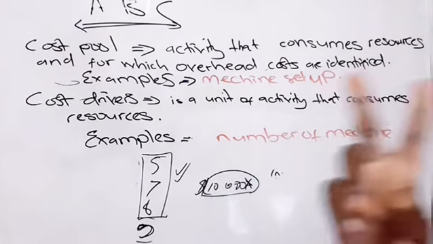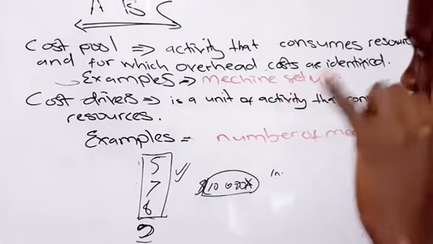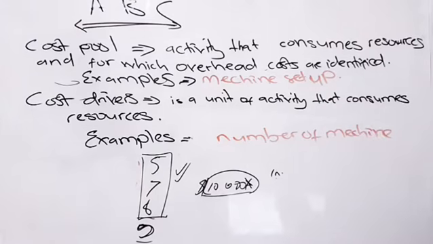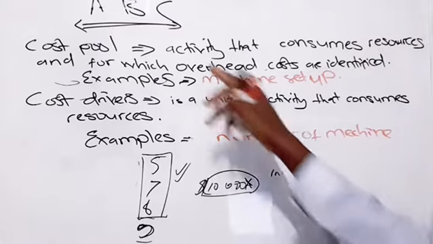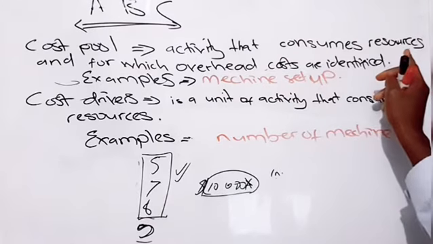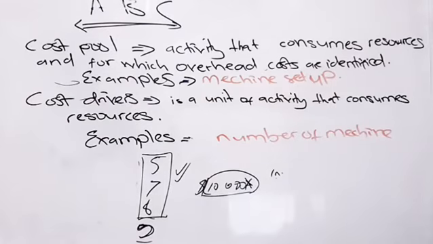There are two things we need to take note of in ABC costing. We need to understand the cost pool and the cost driver. These two things are very key, and you need to know the difference between the two. A cost pool is an activity that consumes resources and for which overhead costs are identified. For example, machine setup is a cost pool. It's a location where costs are accumulated.